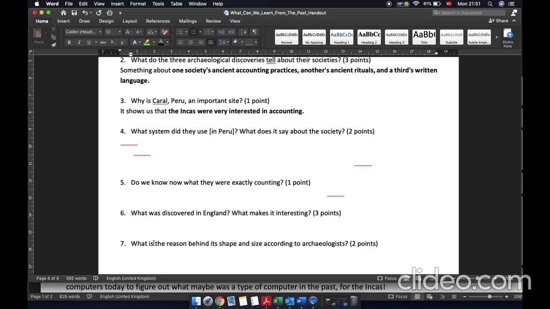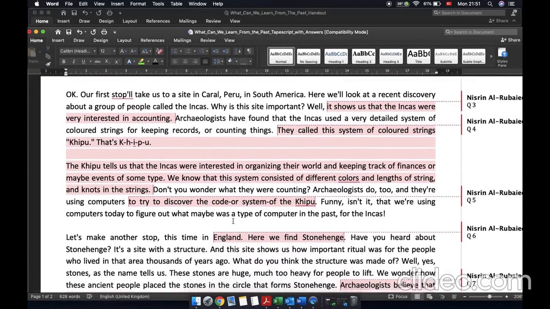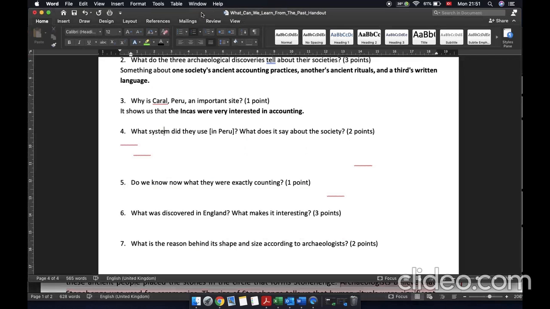And what system did they use in Peru? What does it say about the society? Let's check here. So, archaeologists have found that the Incas used a very detailed system of colored strings for keeping records and counting things. They called the system of colored strings quipu. Okay, so the name of the system is quipu. Just write this.